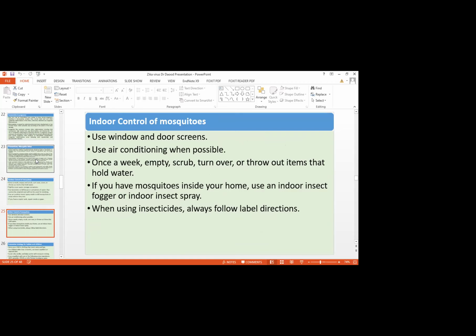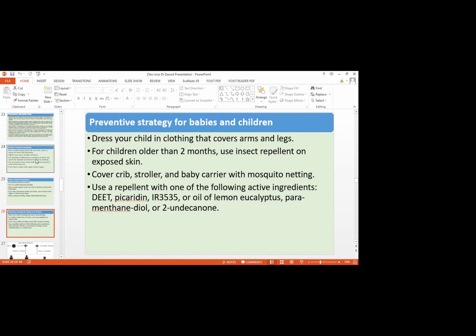Indoor control: use window and door screens, and air conditioning when possible. Once a week, empty, scrub, turn over, or throw away the items which hold water. And if you have mosquitoes inside your home, use an indoor insect fogger or indoor insect spray. When using insecticide, always follow the instructions on the label.